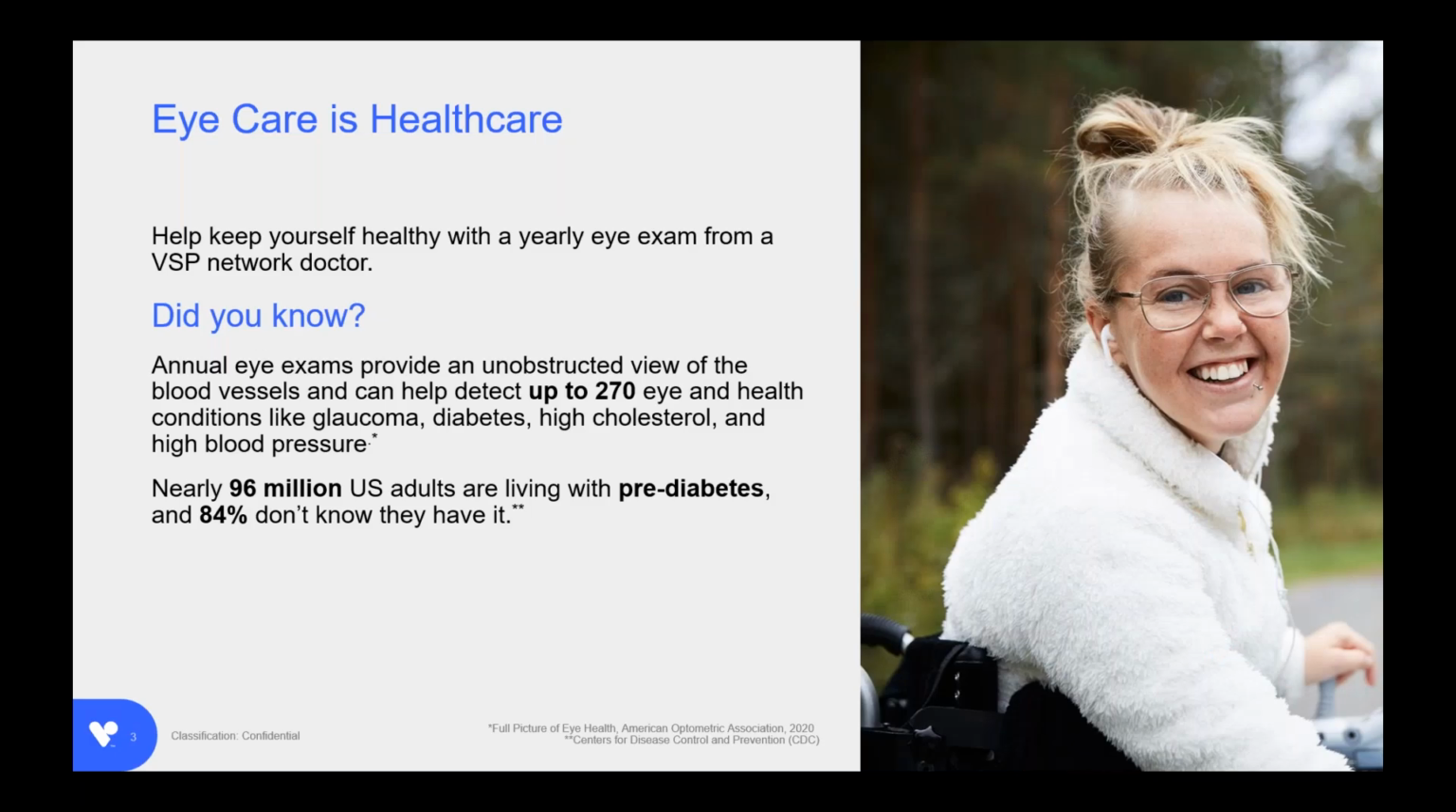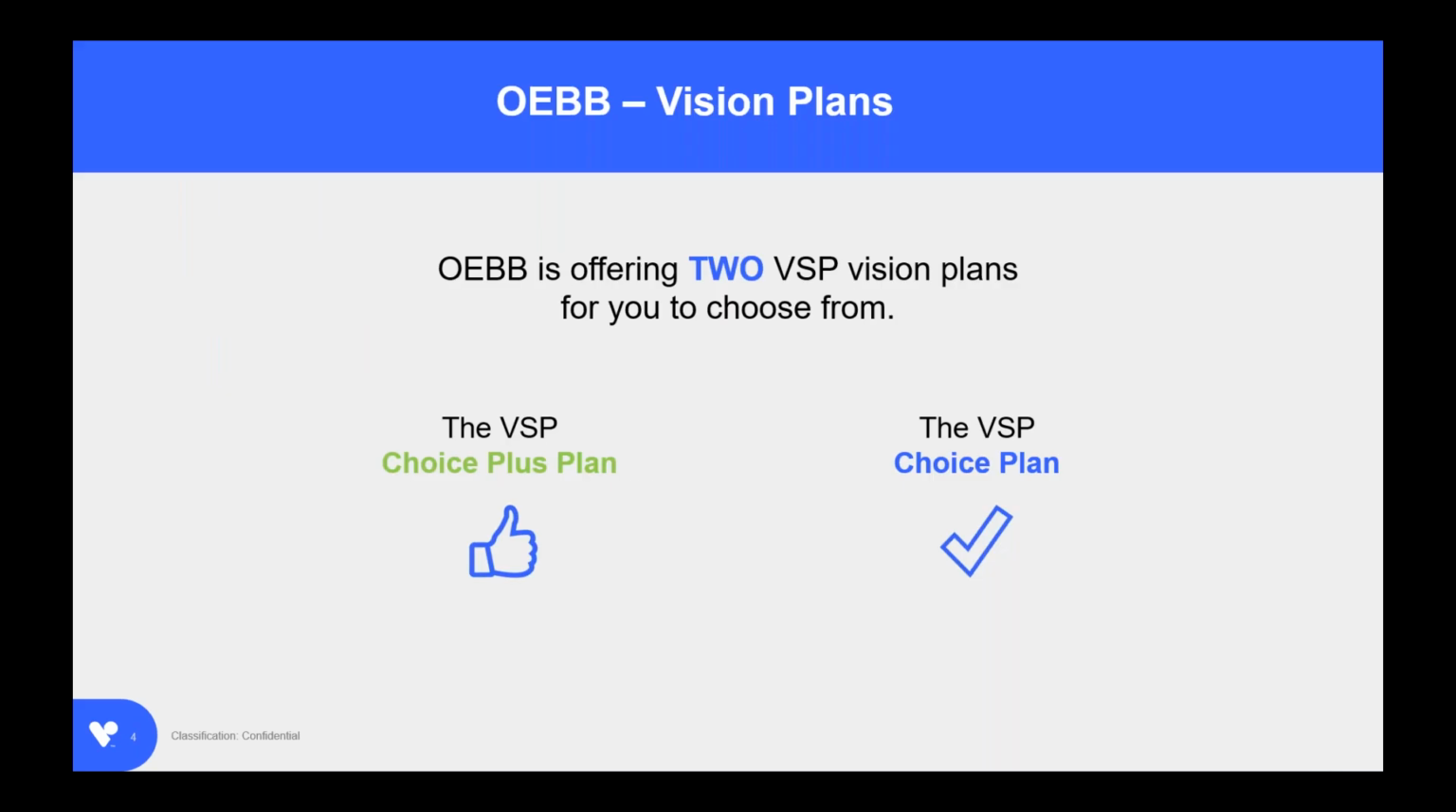Even if you have 20/20 vision, it's important to get an eye exam every year. A VSP Well Vision exam can reveal health conditions even if you don't have symptoms. OEB offers 2 VSP plans for you to choose from, the Choice Plus plan and the Choice plan. Offering both gives you the opportunity to choose the best plan for yourself and your family.